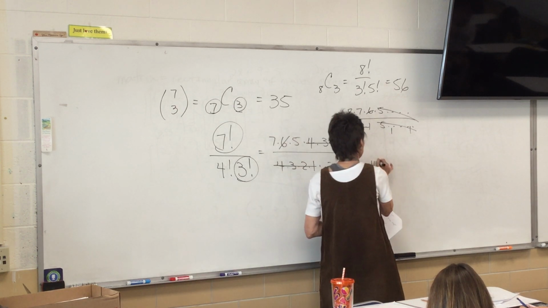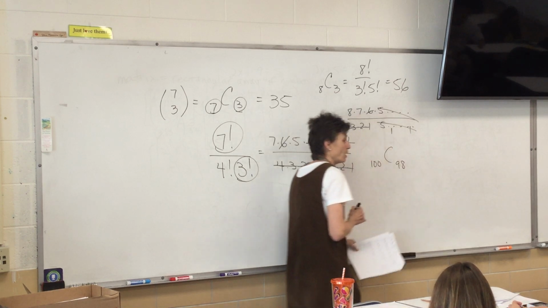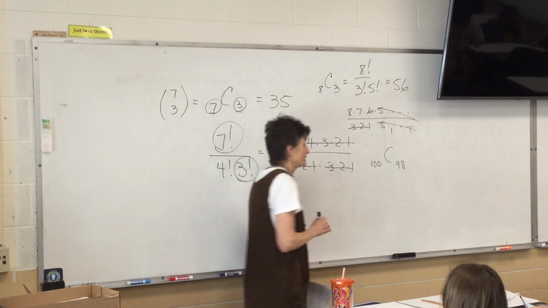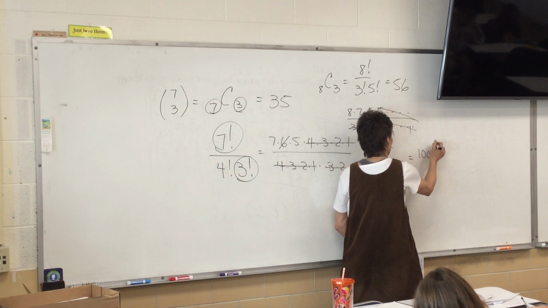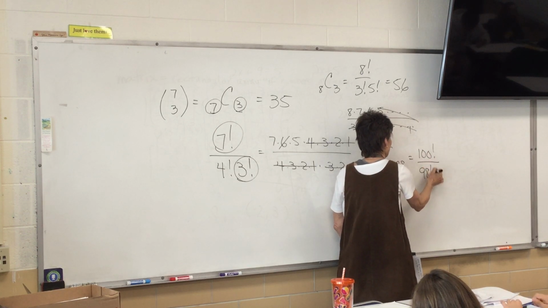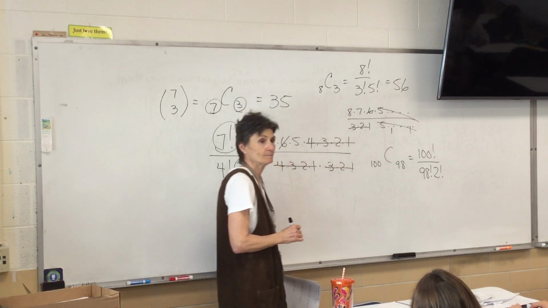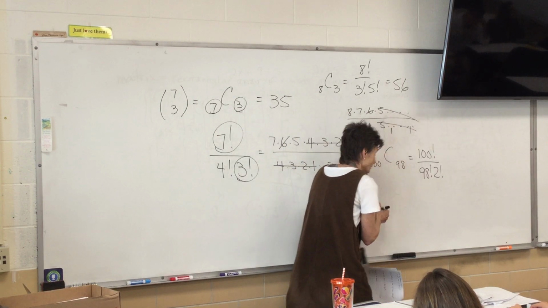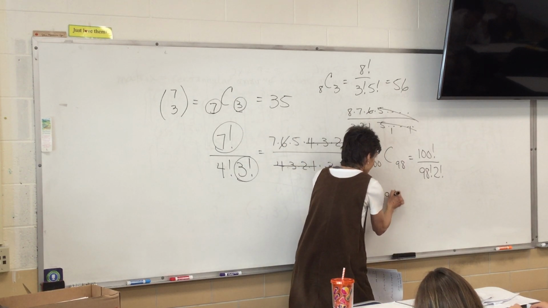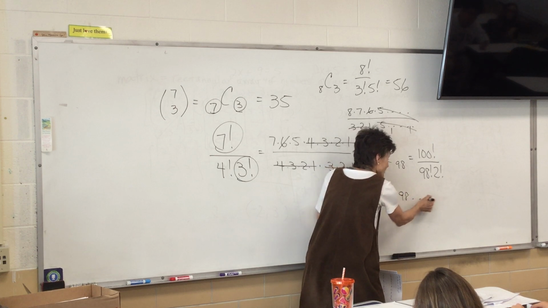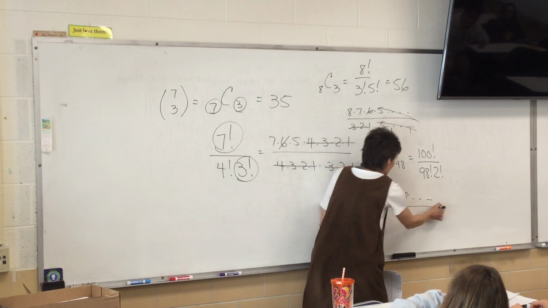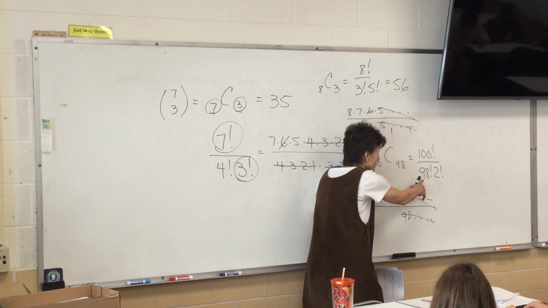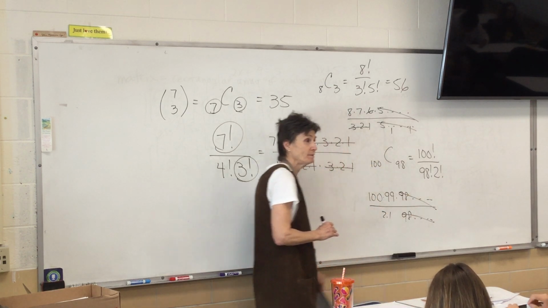All right, 100C98. Whoa, whoa, whoa. There is no way I'm writing out 100 factorial. 100 factorial over 98 factorial 2 factorial. Would you agree with that? Now, 100 factorial means 100 times 99 times 98 and so on. But everything from 98 and so on is going to cancel. Agreed? So all I have left in the bottom is 2 times 1.